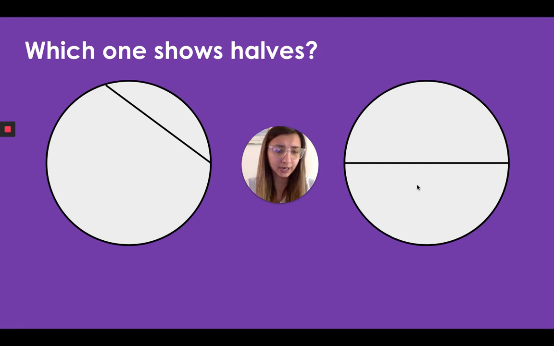Then I look here. I see two parts. That's one of my things I need to remember. And they both look equal. So I'm going to say that no, this shape does not show halves. And yes, this shape does show halves. It has two parts and they are both equal.